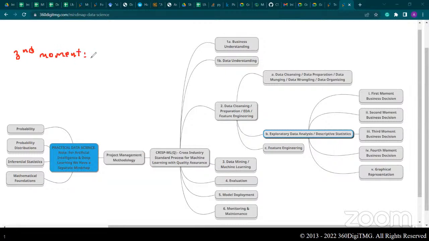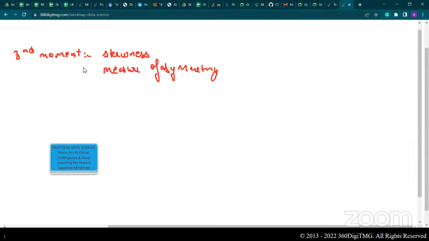The third moment is known as skewness. Skewness, it is also a measure of asymmetry. So we are trying to find out how asymmetric our data is. And in skewness, we come across the concept of long tail. So let's take a data and we'll plot it using some histograms.